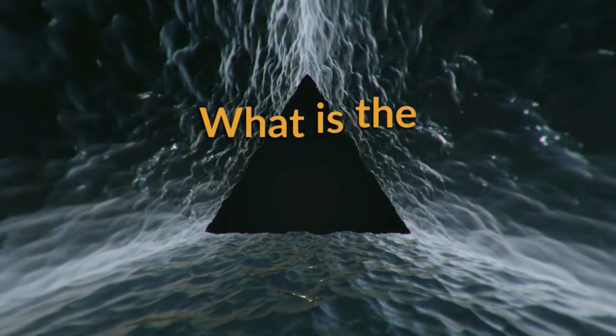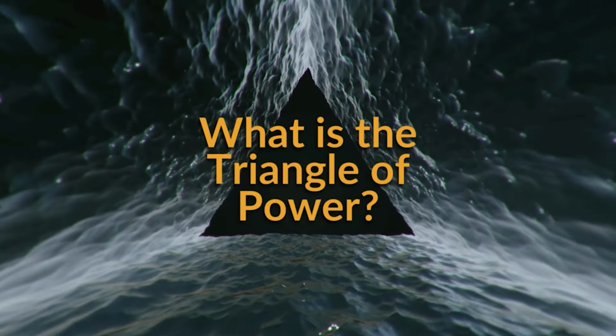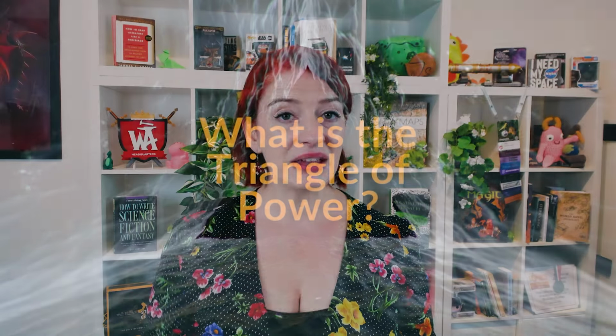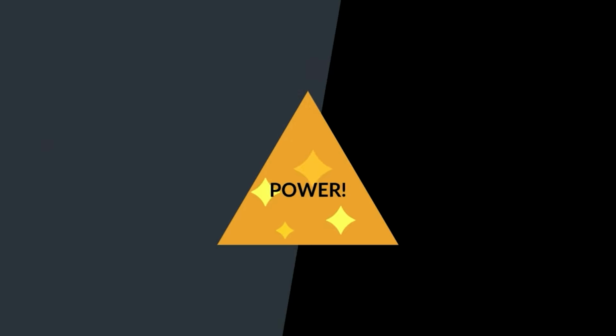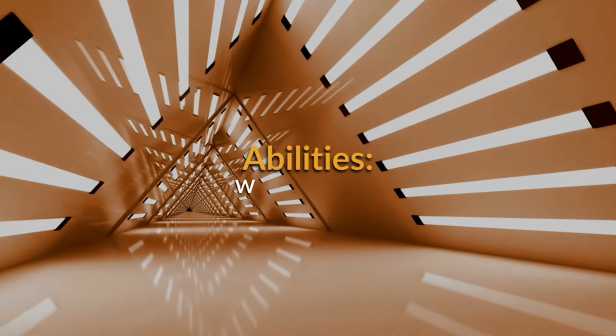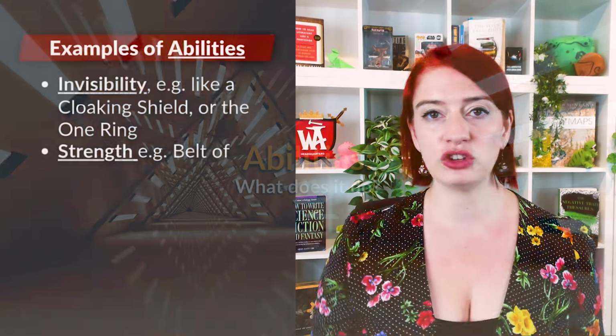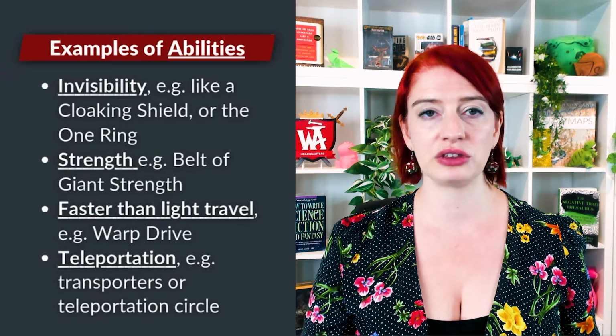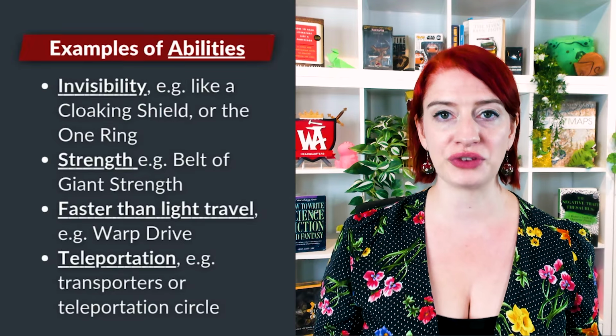Let me introduce you to the Triangle of Power. The Triangle of Power, as far as I know, is my own invention. Basically, it consists of 3 levers you can adjust: abilities, cost, and limitations. The most straightforward lever in many ways is abilities. What does it do? Maybe it makes you invisible, or gives you the strength of 10 elephants, or allows you to travel faster than light.